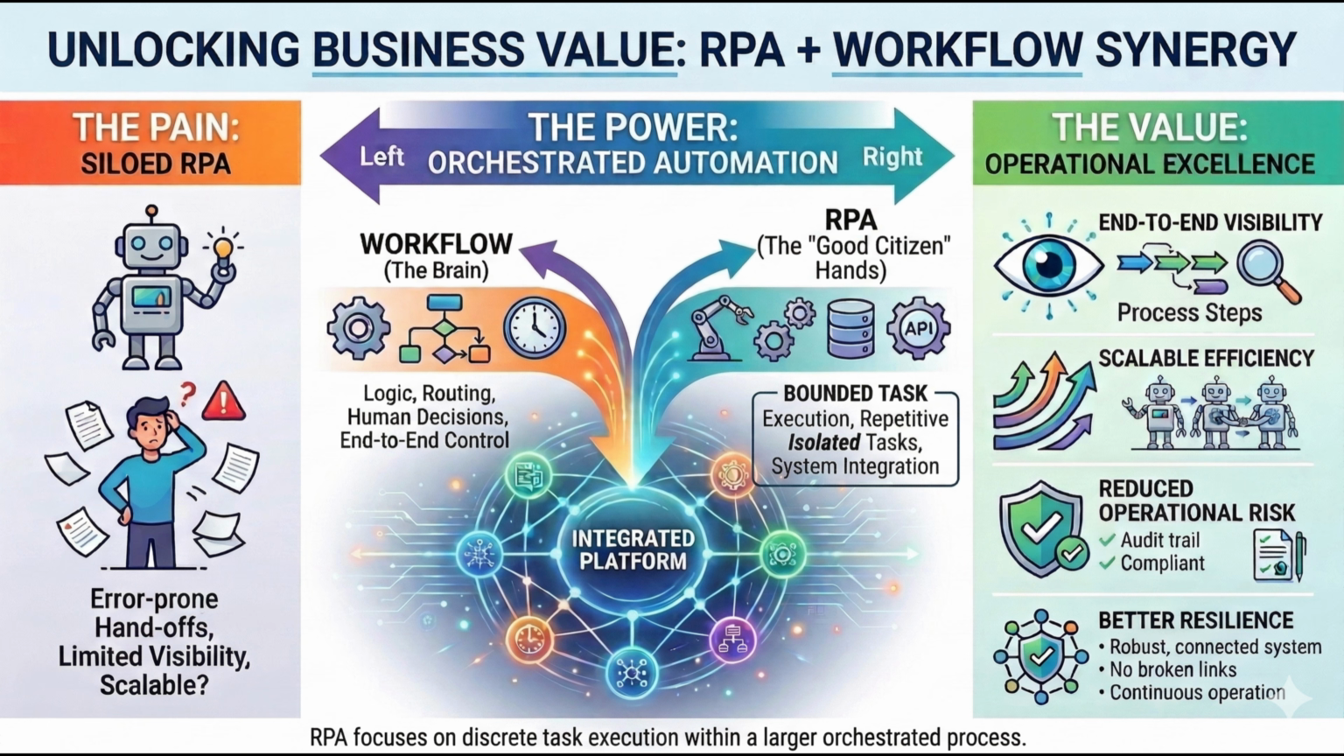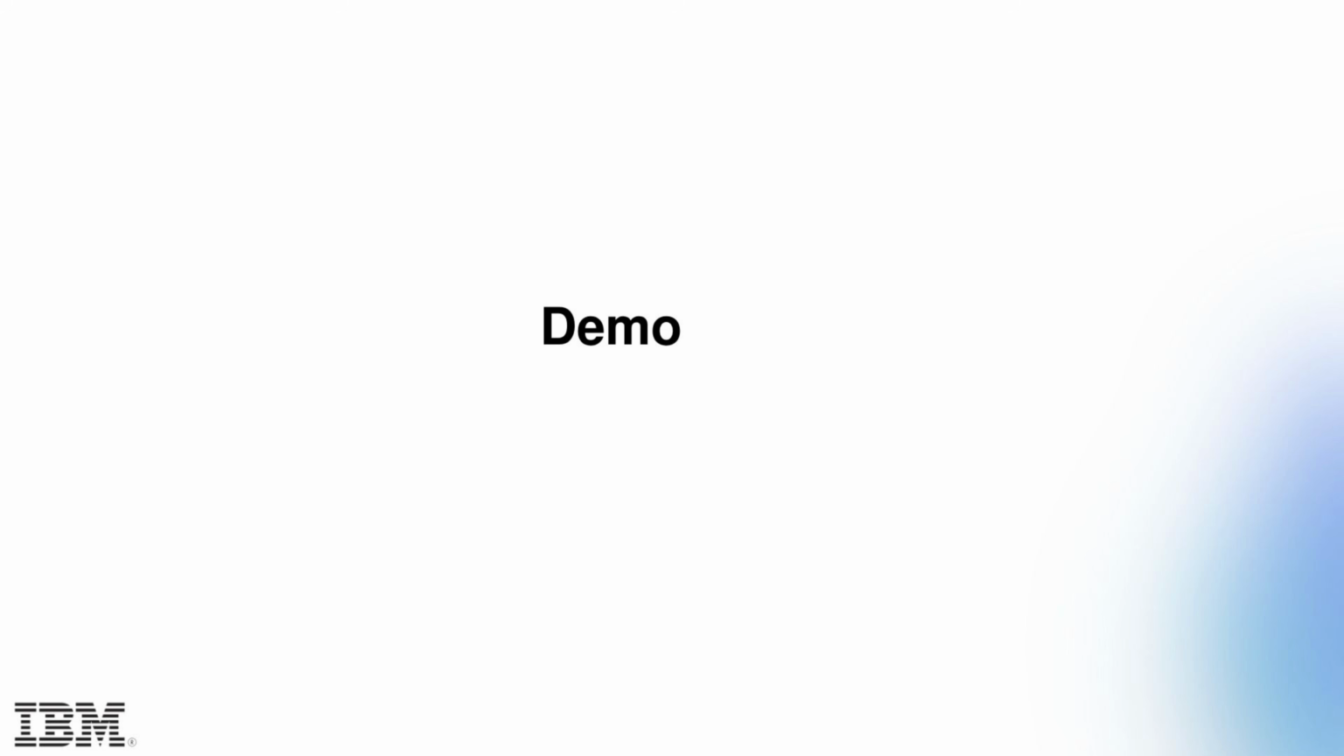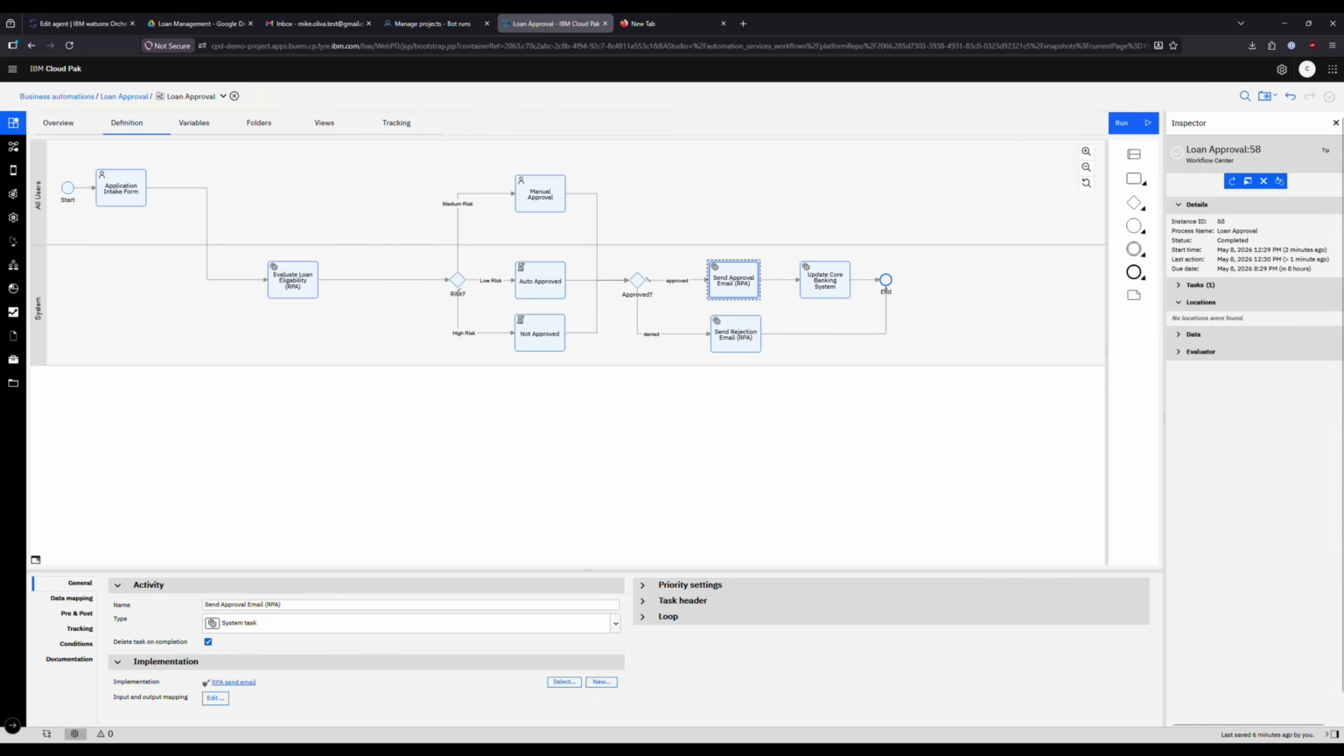By placing RPA within a structured workflow, we get the best of both worlds. Workflow provides the logic and routing, while RPA provides high-velocity execution for repetitive tasks. Together, they drive a fully integrated, intelligent process. What I'm going to show you next is a demonstration that brings RPA and BAW together in a seamless integrated flow. On the screen is a simple loan application workflow.